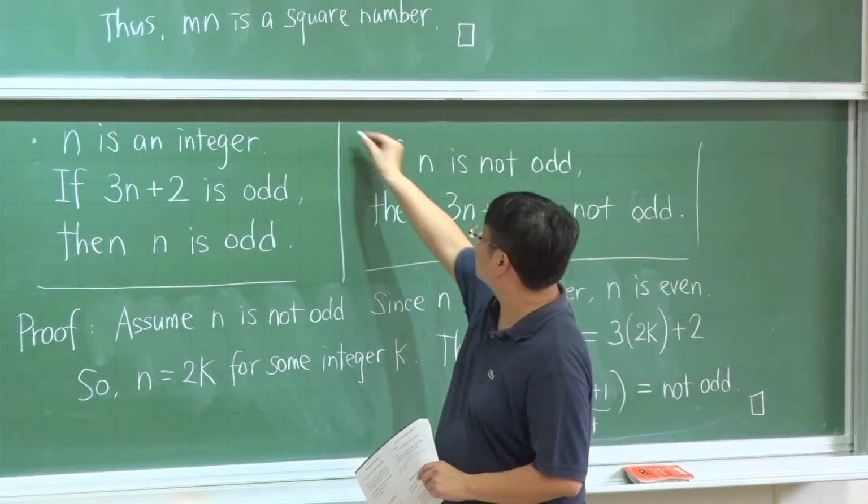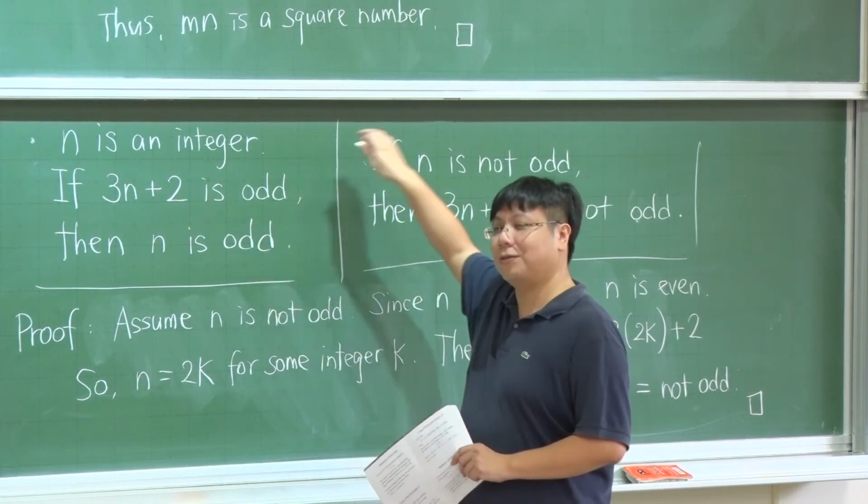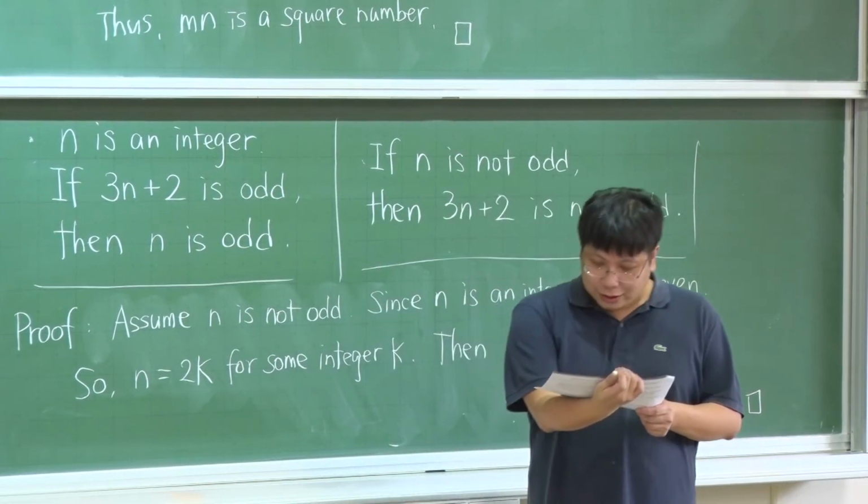This one is the contraposition of this one. This one is the contraposition of this one. Okay?